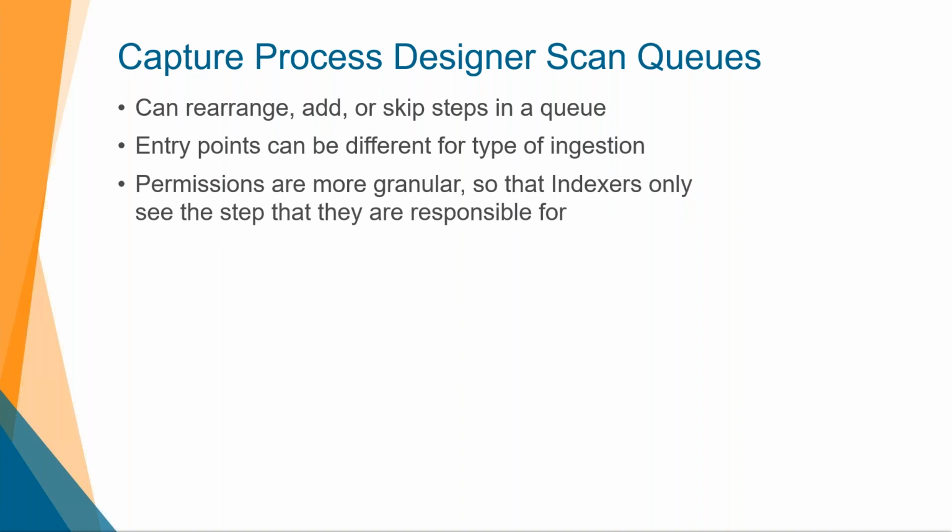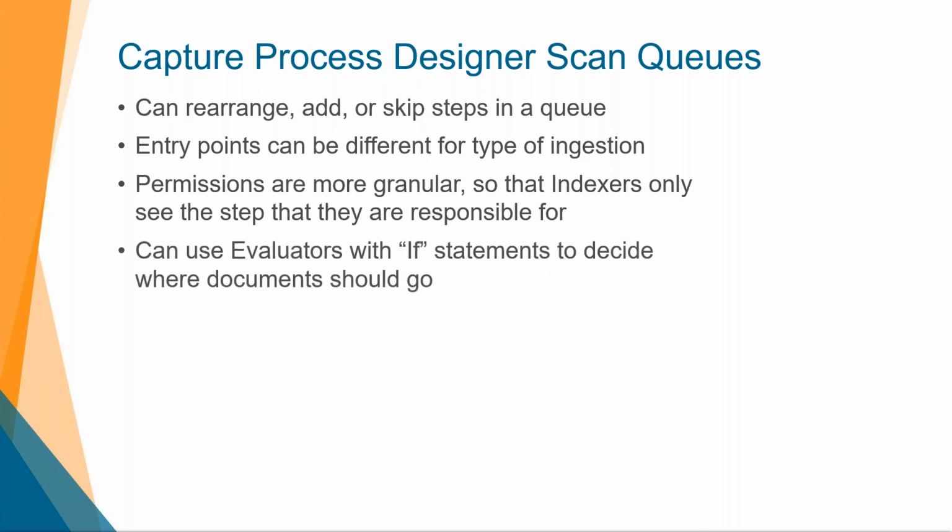Granular permissions mean that you can assign tasks to users so that they only see the specific task they need. Indexers may only need to see the indexing step, but not need to see the exceptions queue, while an administrator would be able to see all tasks for a queue. Evaluators are used to make decisions. These can be ad hoc tasks that users can decide where to send documents to, or they can be automated to allow if-then logic to move a document to the next step.